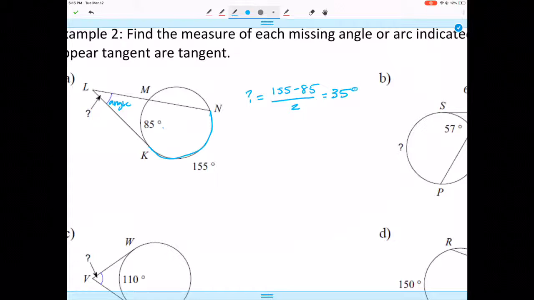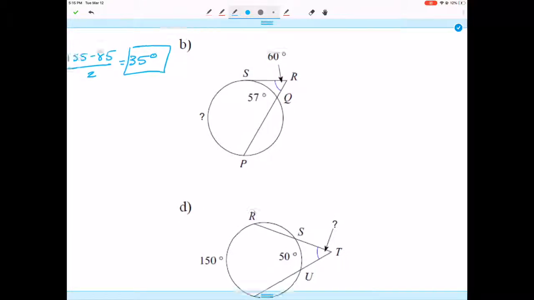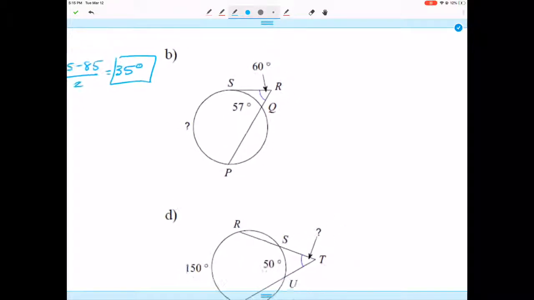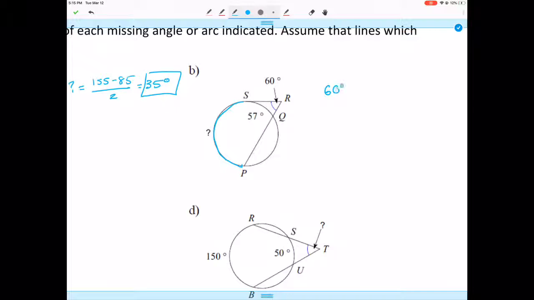Okay, so that would be our angle. All right, let's look at this one. This is very similar, except this time they give you everything except the major arc. So you would write down and say, well, our angle is 60 degrees equals the major arc, we'll just put a question mark, minus our minor arc, which is 57, divided by 2.